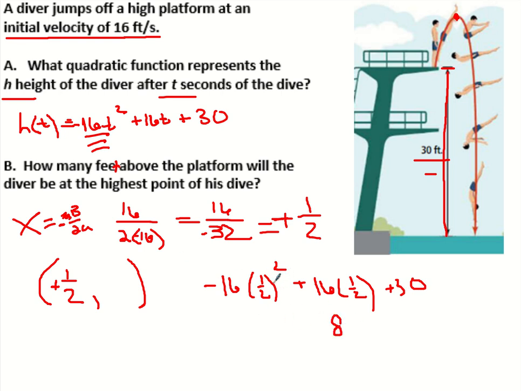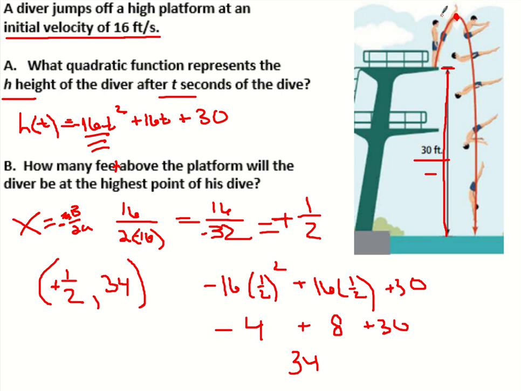1/2 times 1/2 is 1/4. 1/4 times negative 16 is negative 4, plus 8, plus 30. And that's half of 16 is 8. Oh, I get 34 feet. So the vertex is at 34 feet. That is not my answer though.